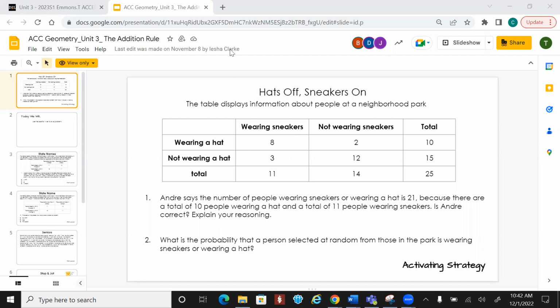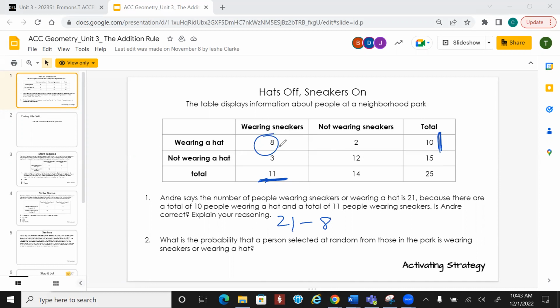Now, my question to you, is there any overlap of wearing sneakers and hats? Yes, there's this guy, right? So like 8 of them are wearing both. So you don't want to double count those, because this is counting those 8 and this is counting those 8. So when you add these together, yes, you're going to get 21, but you're going to subtract 8 of them because they're being doubly counted.